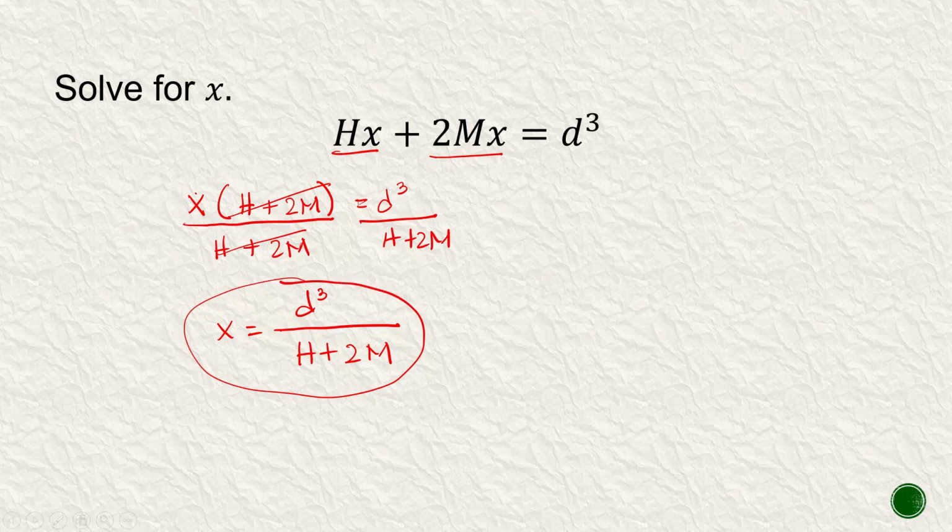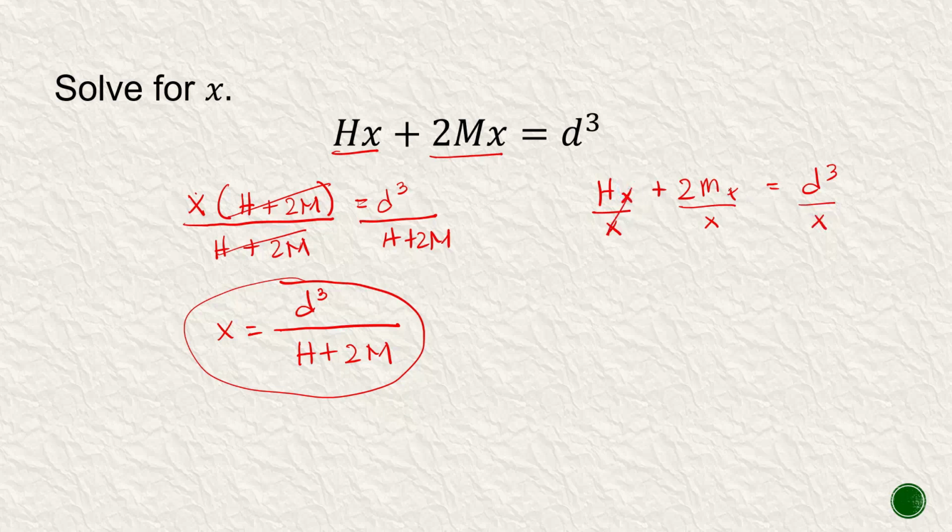Okay. The second method is kind of unusual though. So I will write this first. hx plus 2mx equals d raised to 3. So the reason why it's unusual is because I'm gonna do the division property of equality first. So how? Divide this by x, because that's common. Divide this by x, and then divide this by x.